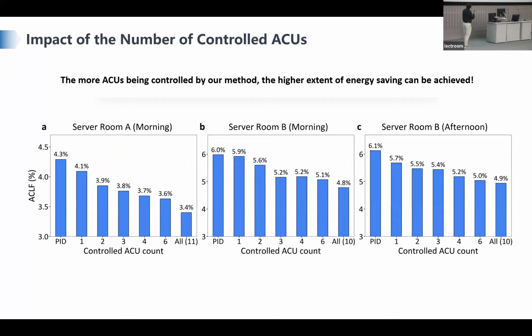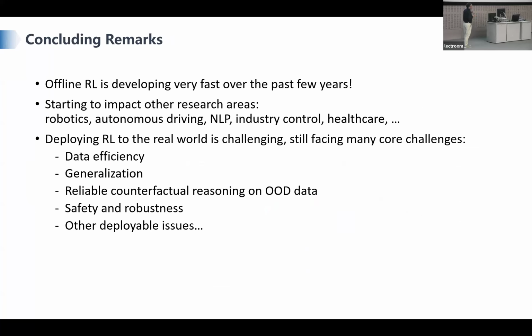And we also tested different numbers of these units, and it also confirms the effectiveness of this method. So the more we control, the higher energy saving we can get. So this is the last slide of my talk today. Basically, I think offline RL is developing ultra fast in recent years, and is also starting to impact other areas. At least 4 or 5 years ago, I never imagined that we could do closed loop control directly using an offline RL agent. But right now, using an offline RL policy for closed loop control for thousands of hours is a huge progress.